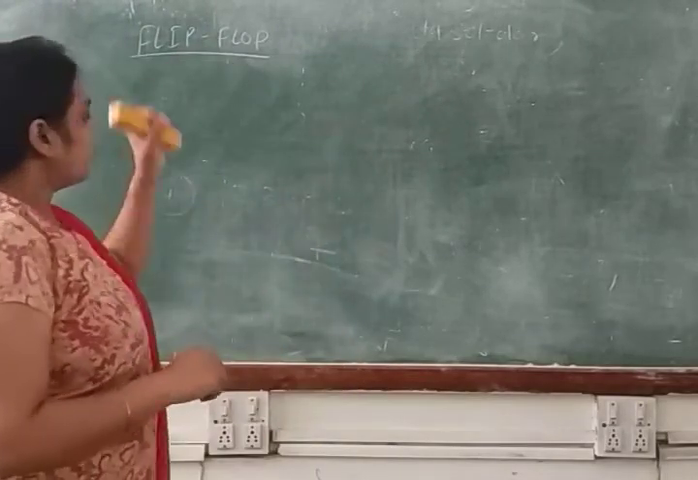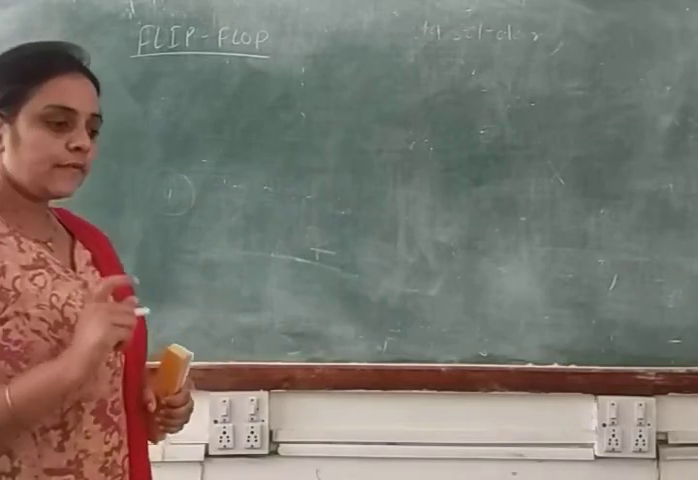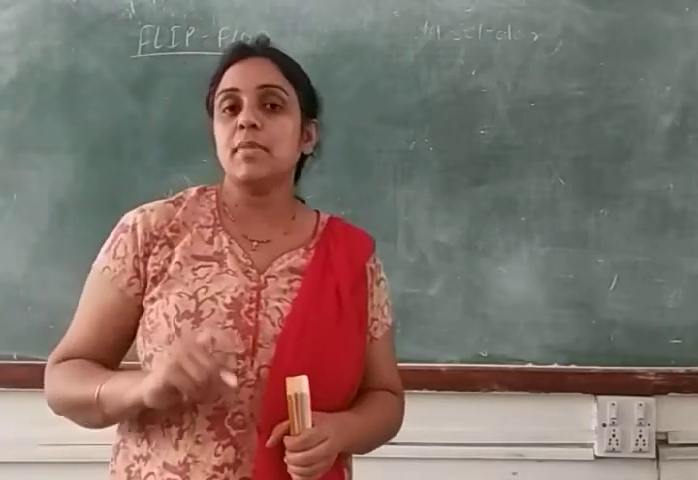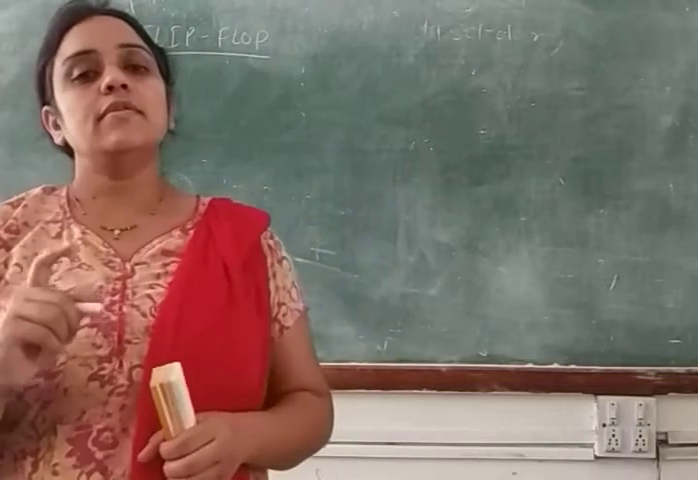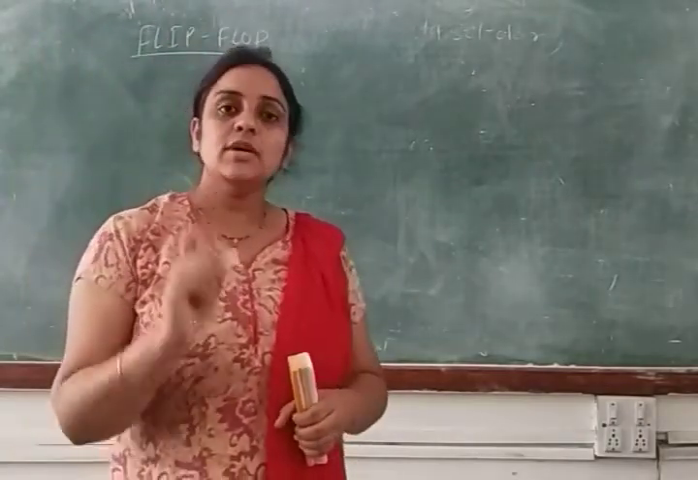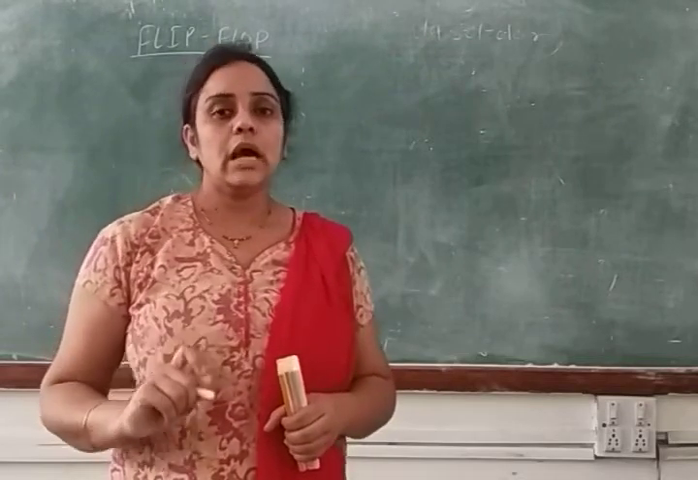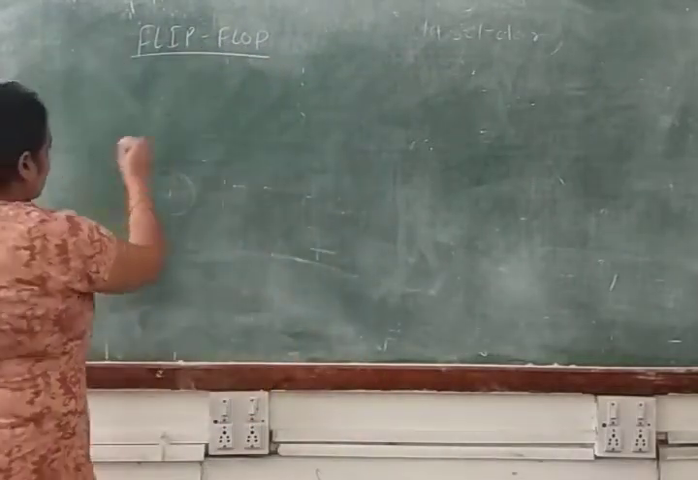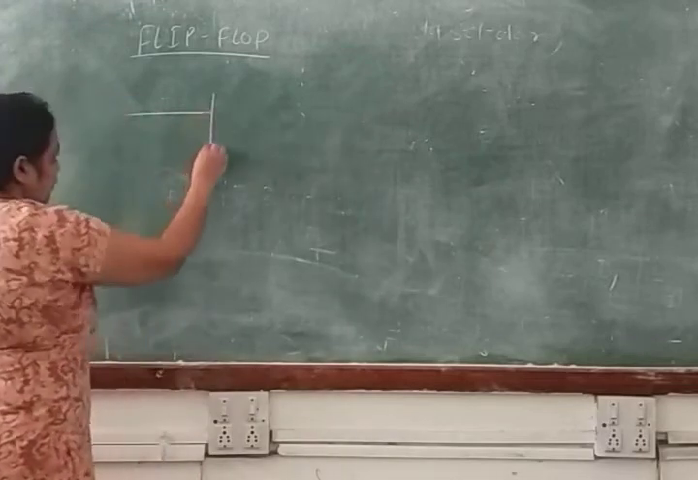Clear? So flip-flop can save 1 bit of memory. That's why we say a flip-flop is a 1 bit memory cell, because it can save up to 1 bit of output. Clear? And now we will discuss the structure of your flip-flop.